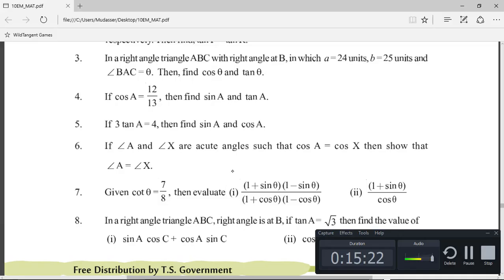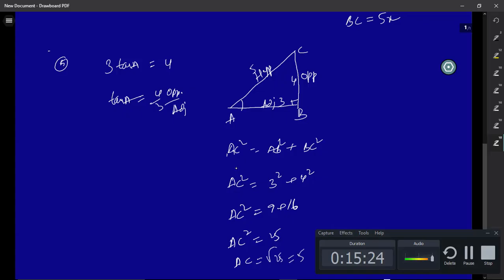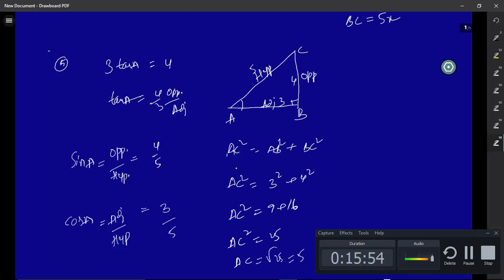Now from the question, what do I have to find out? I'll have to find out sine A and cos A. Sine is opposite side by hypotenuse. Cos is adjacent side by hypotenuse. So what is the opposite side here? 4, and hypotenuse is 5. Adjacent side is 3, hypotenuse is 5. So sine A is 4 by 5 and cos A is 3 by 5.